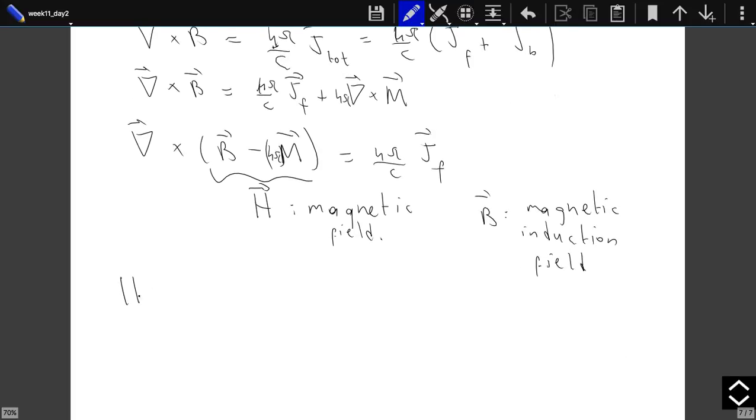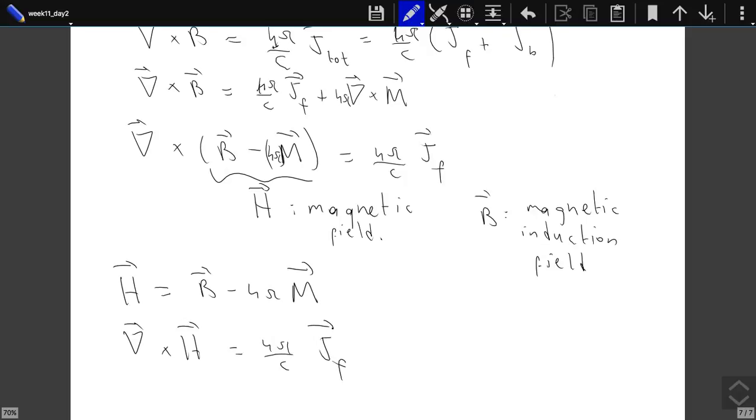So now we have this new field, which we defined as B minus 4 pi times the magnetization of my system. And the curl of this H field is given by 4 pi over C times the free current running through my system.